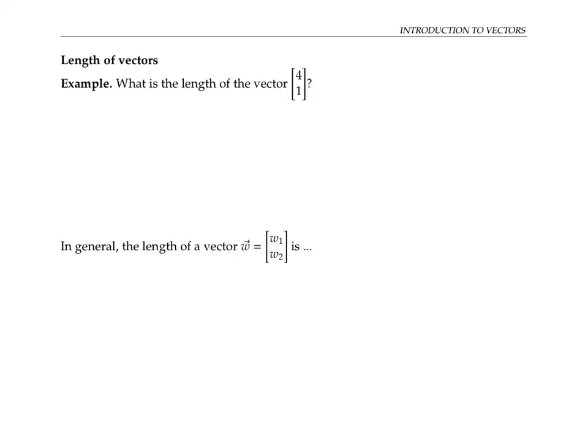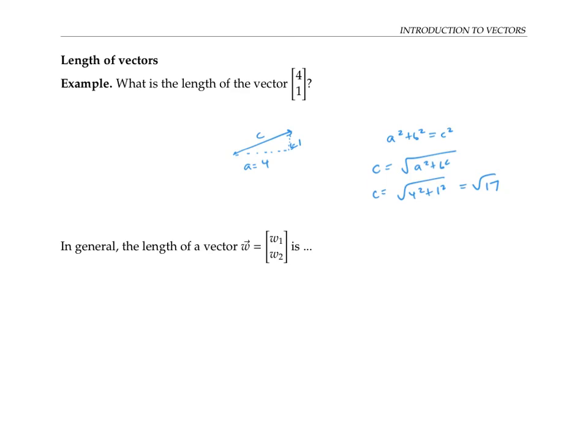Our last topic for this video is the length of vectors. What's the length of the vector with components 4 and 1? Well, since it goes over horizontally by 4 and up vertically by 1, and this figure forms a right triangle, I can use the Pythagorean theorem to find the length of the arrow, which is the hypotenuse of my right triangle. Pythagorean theorem says a squared plus b squared equals c squared, and so c, the length of the hypotenuse, is the square root of a squared plus b squared, or in this case, the square root of 4 squared plus 1 squared, which is the square root of 17.